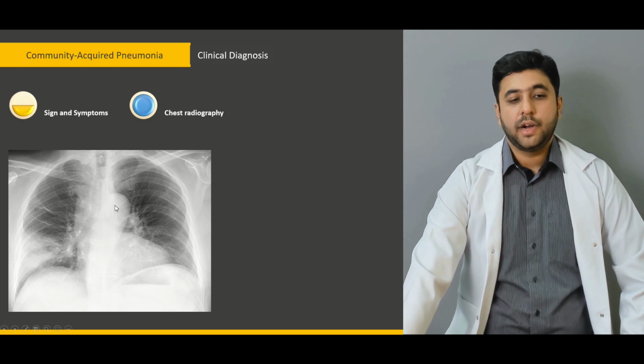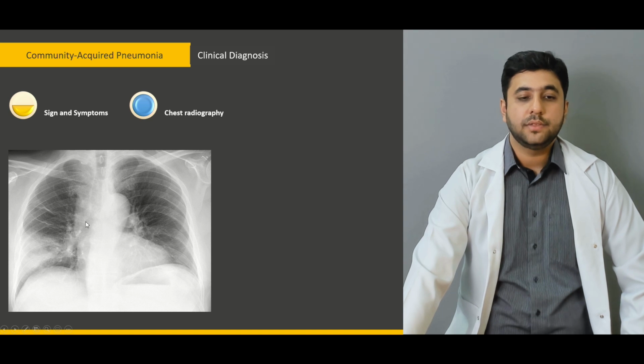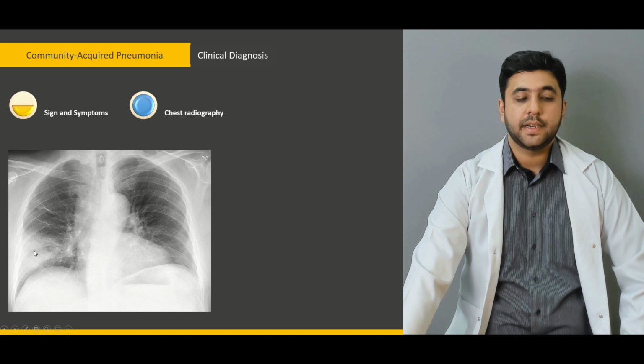Now, this is the chest radiograph of a patient who presented to us in the OPD with a lobar pneumonia. As you can see, as we compare both sides of the lung, this is the lobe infected with pneumonia, a classical sign of a whole lobe being infected by pneumonia. So this is classically a lobar pneumonia.